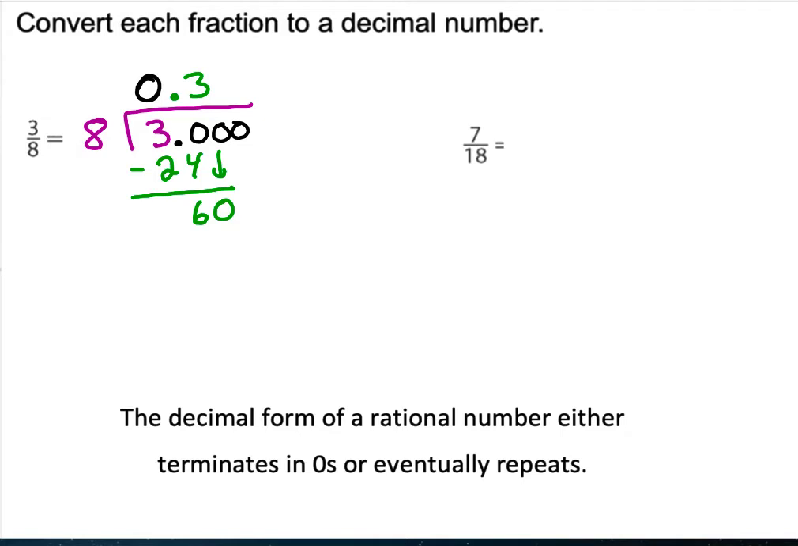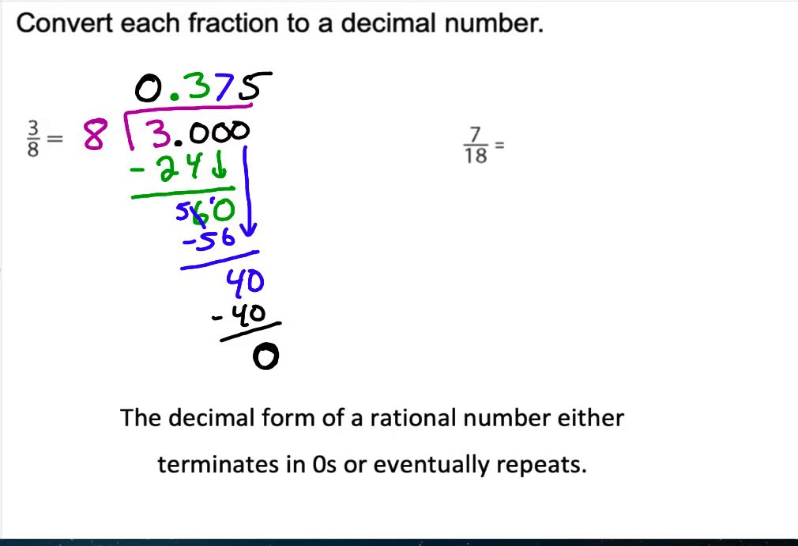8 goes into 60 7 times, so I put that number up top. 7 times 8 is 56. I subtract, you can do your borrowing if you need to, and I get a 4, and I bring down my next number. Now I repeat it. 8 goes into 40 5 times. 5 times 8 is 40, so I subtract that away. In this case, I get 0. There's no more numbers that I have to bring down, so I'm done. 3/8 is the same thing as 0.375. So that is a terminating decimal because it stops after 3 decimal places.